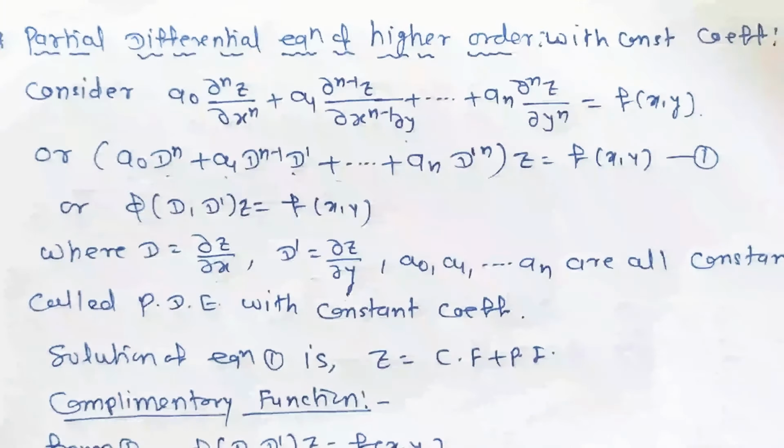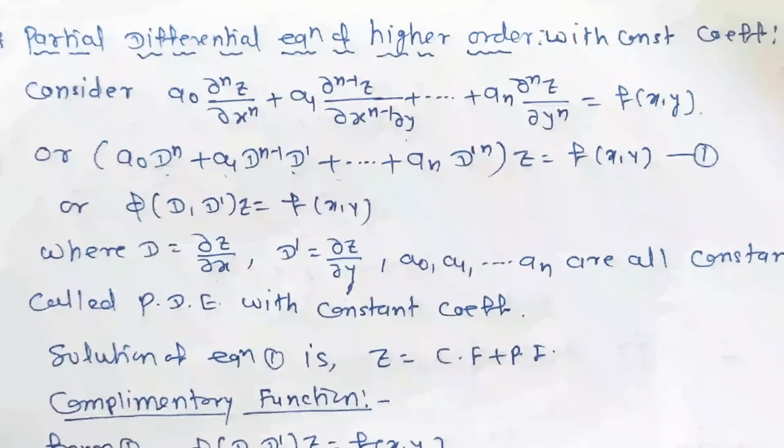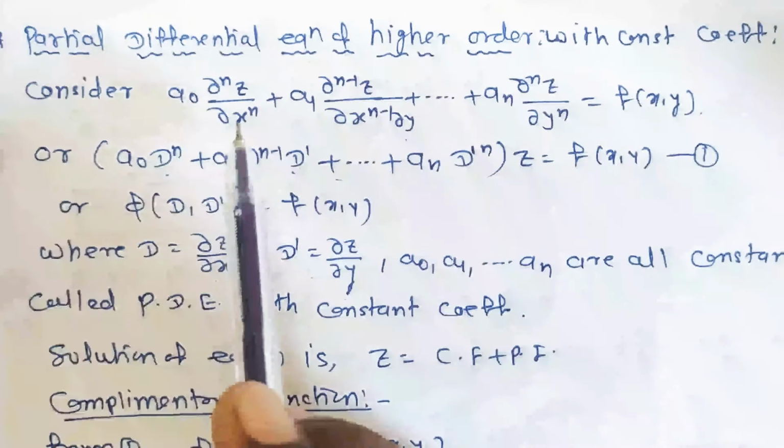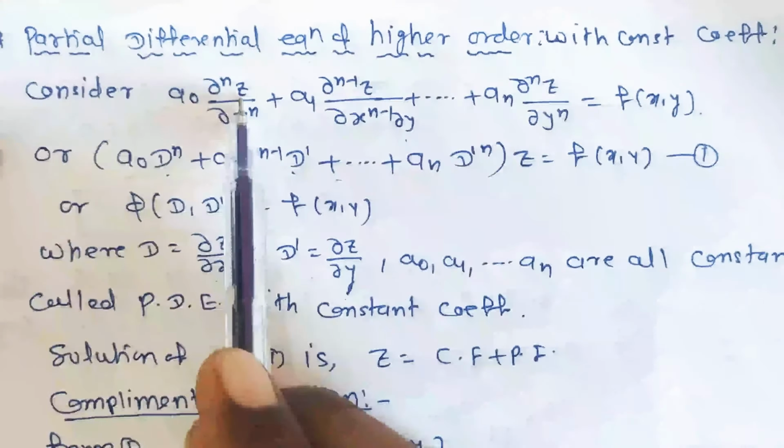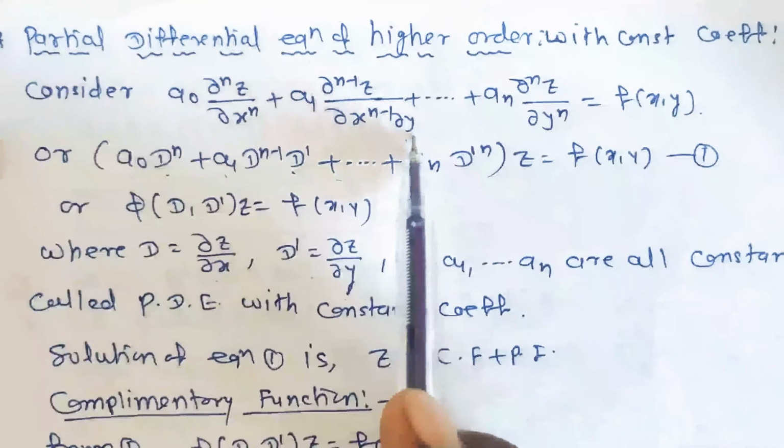Now how do we find the solution of equation 1? The solution is the same as for linear differential equation with constant coefficient. We already saw in unit number 4 that the complete solution was y is equal to complementary function plus particular integral. Why did we take y in that case? Because y was the dependent variable and x was the independent variable. In partial differential equation z is the dependent variable, x and y are independent variables.